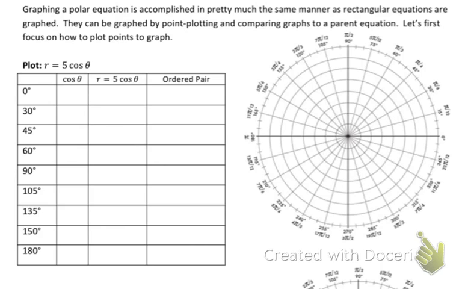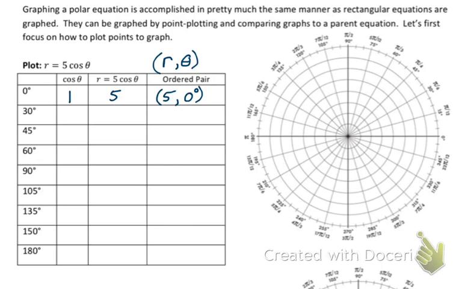plotting points to figure out what something looks like in polar coordinates. So I made a table to work us up to coming up with our ordered pair. I do want to write down that our ordered pair is always going to be our length r and theta. So instead of x and y, we have r and theta. Okay, so first thing we're going to do is take the cosine of 0 degrees. Well, cosine of 0 degrees is 1. And 5 times 1 is going to be 5. So that means our ordered pair is going to be length 5 and our degree was 0 degrees.